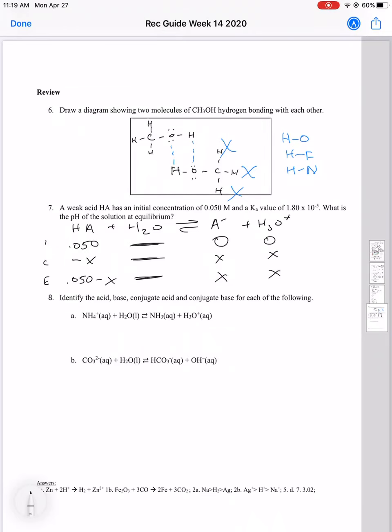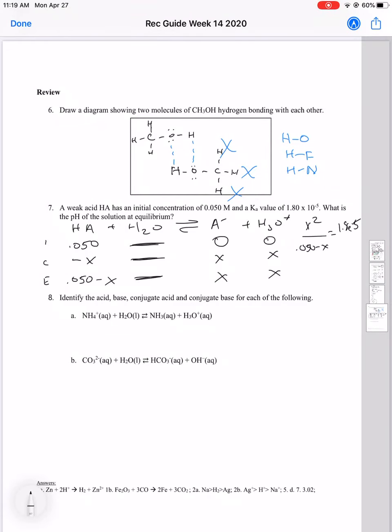So remember, you multiply the concentration of the products, so x times x, which is x squared. Put it over the reactants multiplied. We only have HA, so we'll just put 0.050 minus x. And we know that's equal to our Ka value of 1.8 e to the negative 5th.